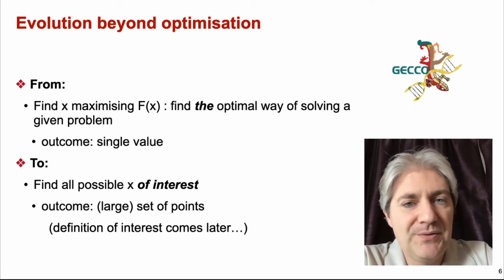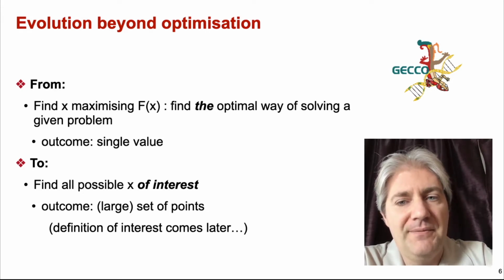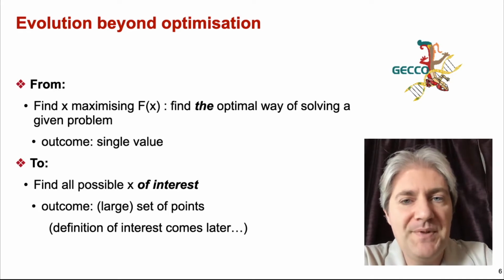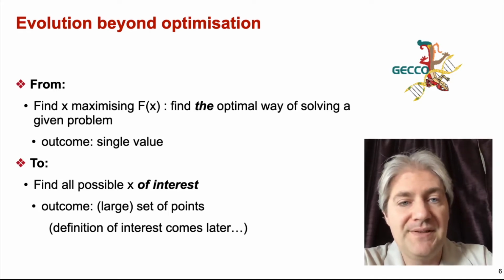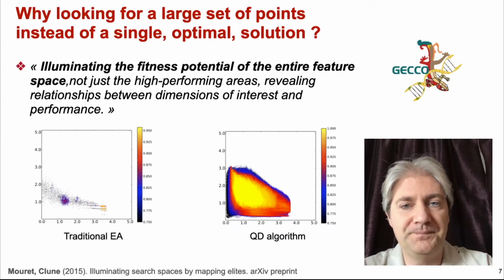It forces us to go from this view of evolution as an optimization method, in which we are looking for the optimal way of solving a particular problem, with a single value as outcome, towards a different view in which we are looking for a large set of points of interest. I will define what of interest means, but let's first analyze why we may be interested in generating a set of solutions instead of an optimal value.